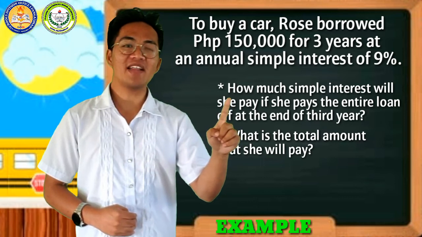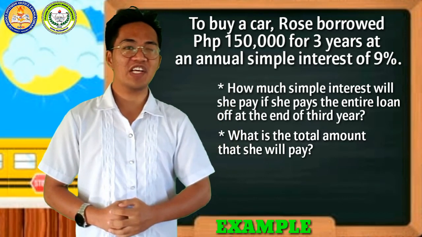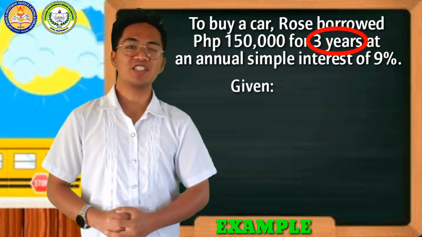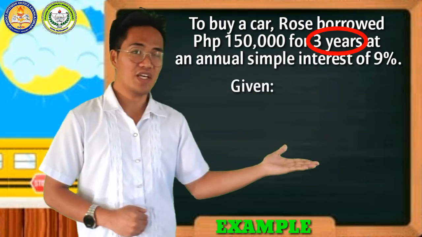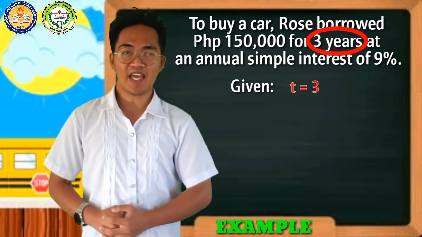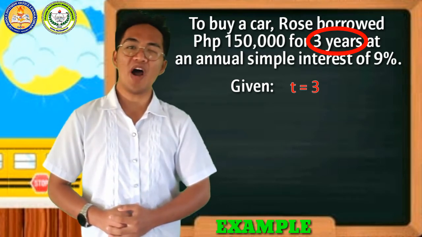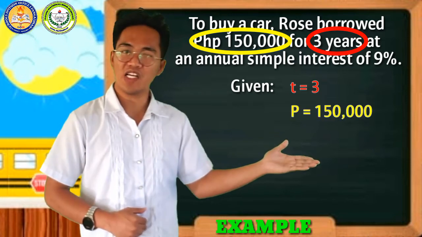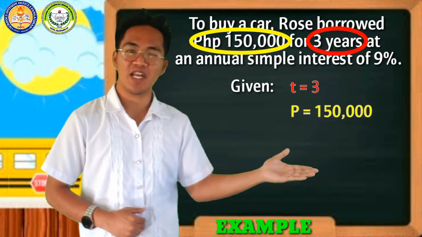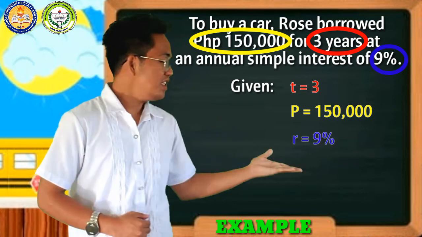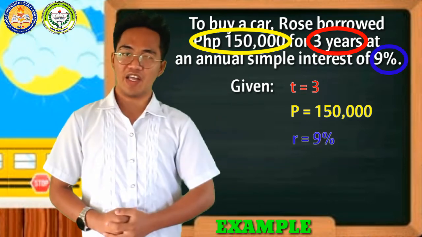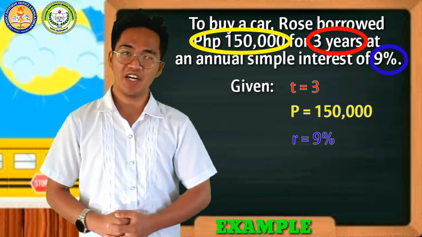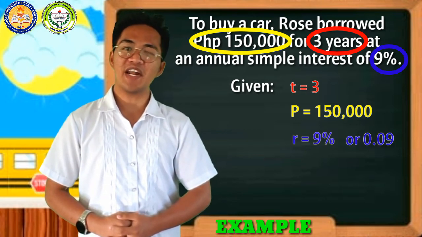Always take a moment to identify the values given in the problem. From the details, we are given time is 3 years and that is T equals 3. Second, the initial amount is 150,000 pesos and that is P equals 150,000. Lastly, the rate is 9%. Take note, write this as a decimal and that is R equals 0.09.